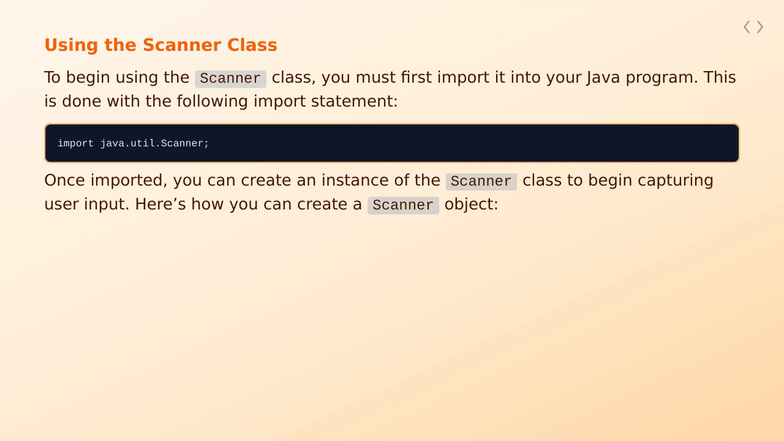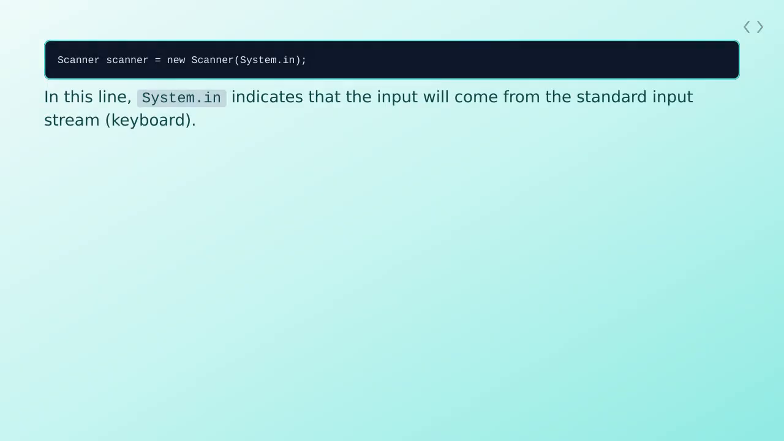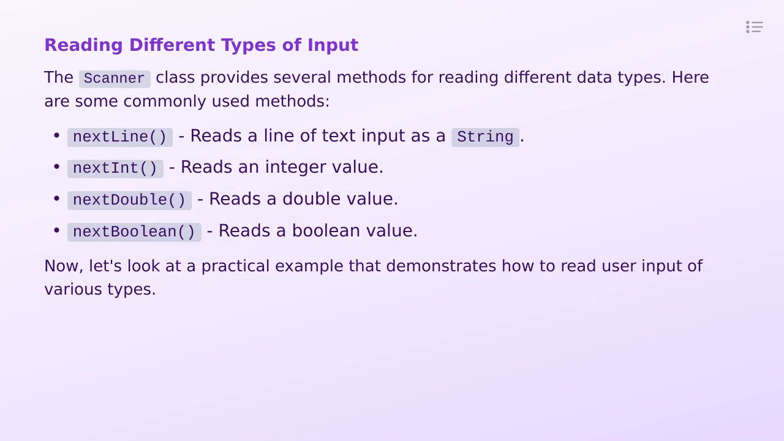Once imported, you can create an instance of the Scanner class to begin capturing user input. Here's how you can create a Scanner object. I'll let you read the examples on screen rather than reading every line aloud. In this line, System.in indicates that the input will come from the standard input stream, the keyboard. Let's move on to reading different types of input.